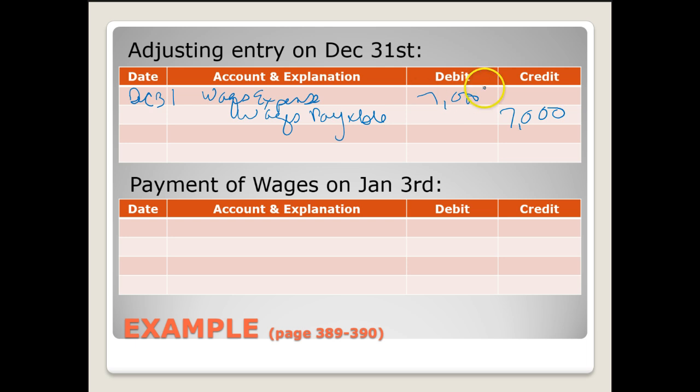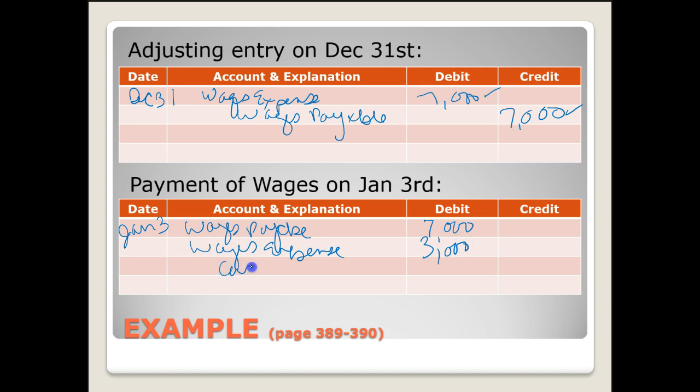Now I've made just a debit to an expense account and a credit to a payable account. January 3rd is the Friday of that pay period, and those workers would actually be paid. So on that day, we would clear wages payable of the $7,000, but remember, on that Friday another 3 days would have been worked. So another $3,000 of wages expense would have been incurred. So that paycheck would have caused a credit to cash of $10,000.